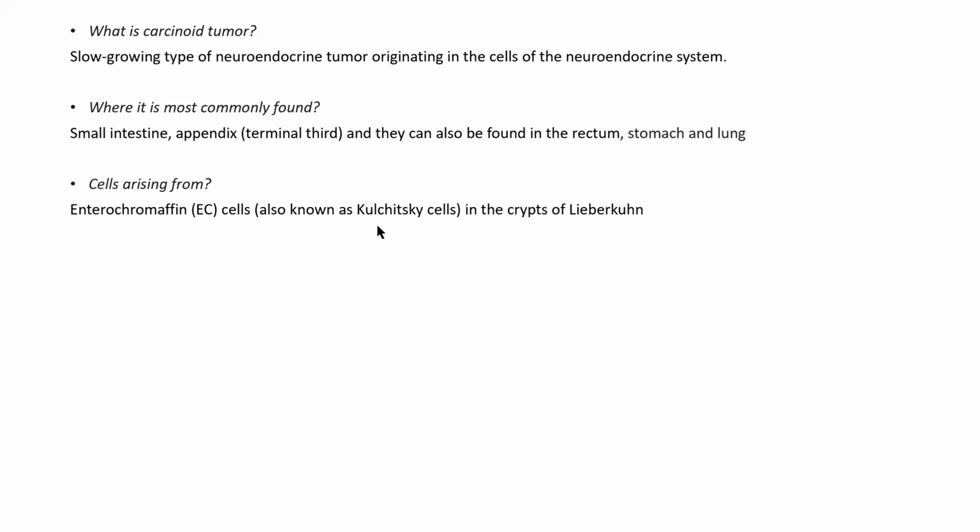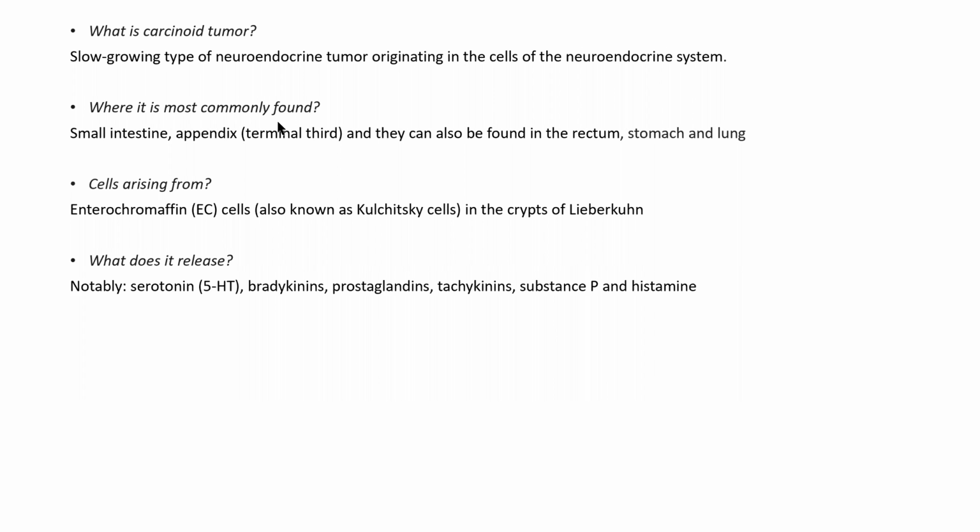Enterochromaffin cells, also called Kulchitsky cells, are found in the crypts of Lieberkühn. What does the carcinoid tumor release? The tumor releases a significant amount of serotonin, also known as 5-hydroxytryptamine, and also prostaglandins, bradykinin, tachykinins, substance P, and histamine.